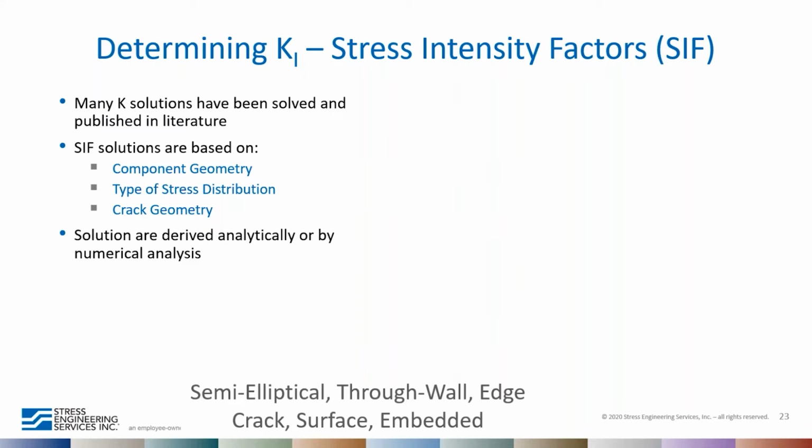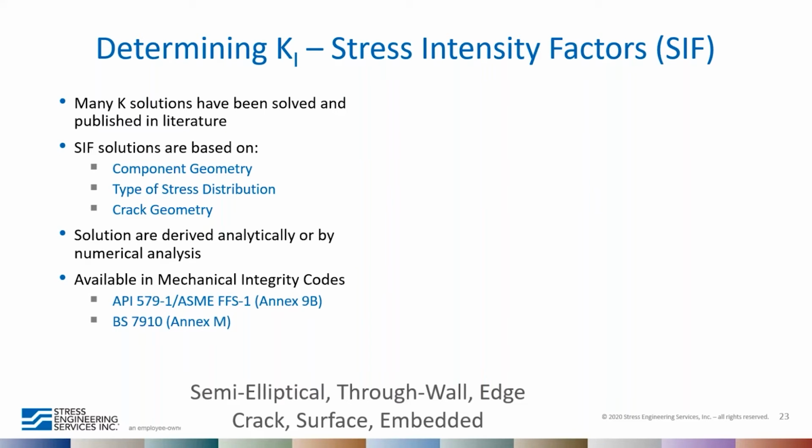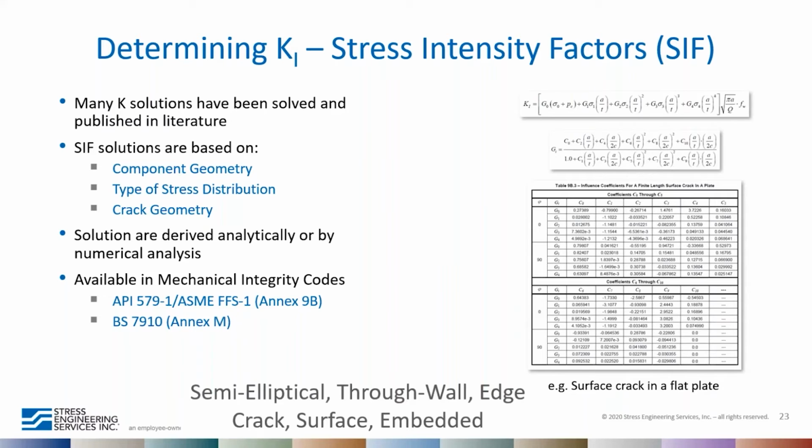These solutions are typically derived analytically, or they can be derived by numerical analysis as well. And they're available in mechanical integrity codes such as API 579 or BS 7910. Okay, so here's an example. This is a solution for a surface crack in a flat plate based on a fourth order polynomial distribution of stresses and based on an elliptical crack geometry. If you look really closely at that equation, you see that square root of pi a term that's used to determine K, and then a series of influence coefficients that go into the calculation.